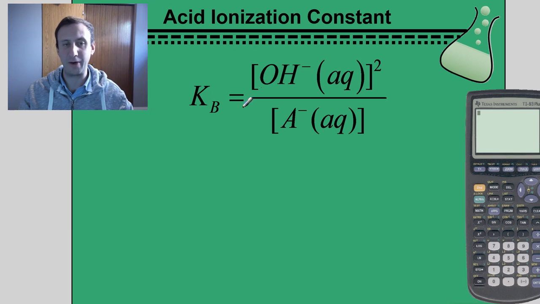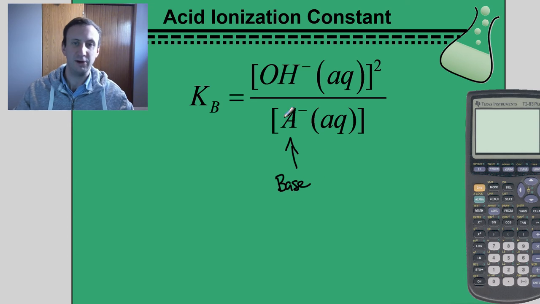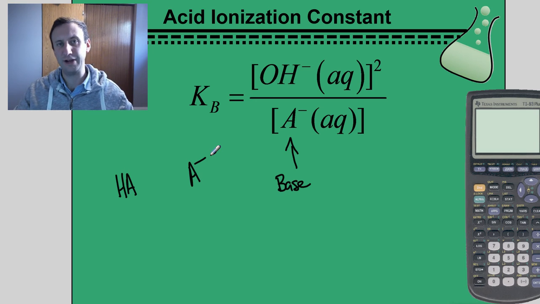Okay, so given that, we simplify it to this. Same as Ka, except now I have a B here instead of an A, and I have hydroxide instead of hydronium. So I have Kb is equal to my hydroxide concentration squared divided by A minus, and A minus just means my base concentration. Because remember, we're dealing with Bronsted-Lowry acid base theory. So if HA was my generic formula for an acid, then A minus would be my generic formula for a base, because this can accept a proton to become the conjugate acid.